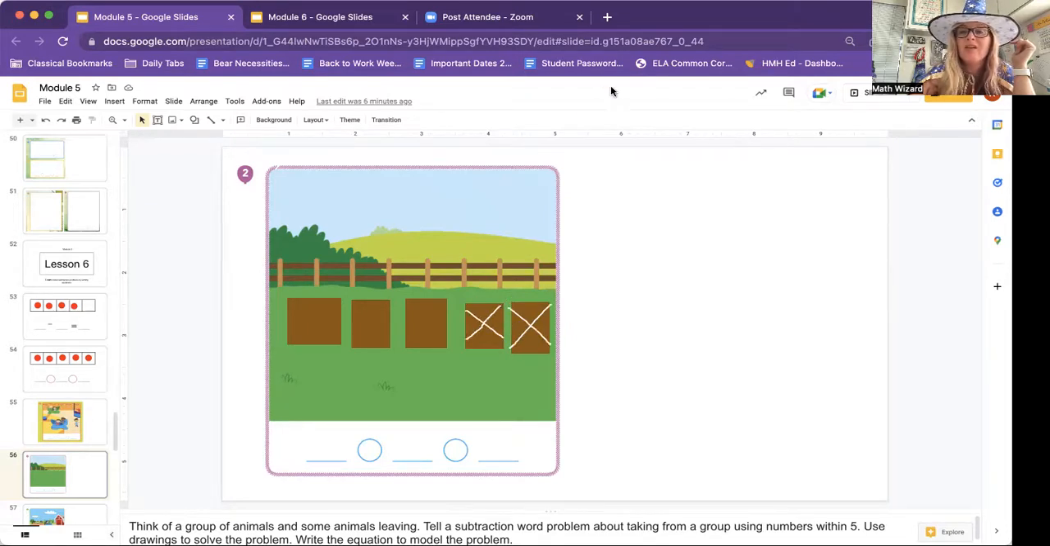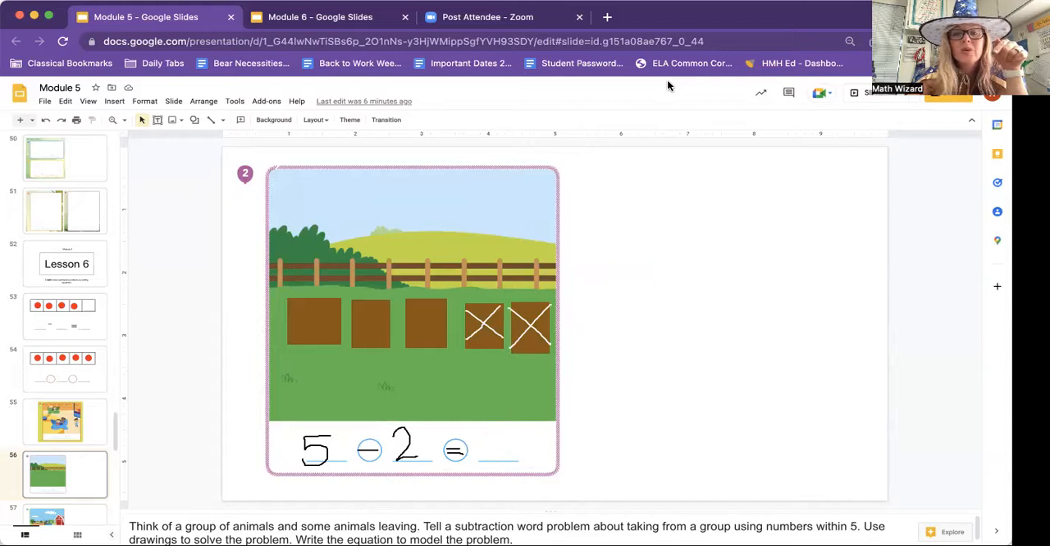How many are there now? So let's look. What's our first number? How many did we start with? We started with 5. And we're going to take away, because some of them left. How many left? 2. Nice. Okay. And how many are left? Let's count. 1, 2, 3. 3. 5 minus 2 equals 3.